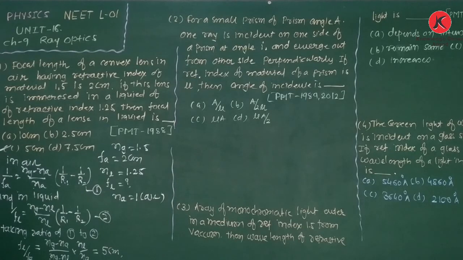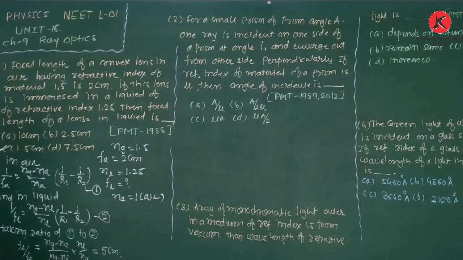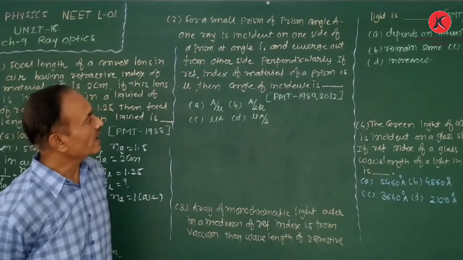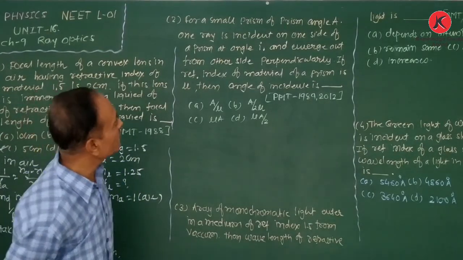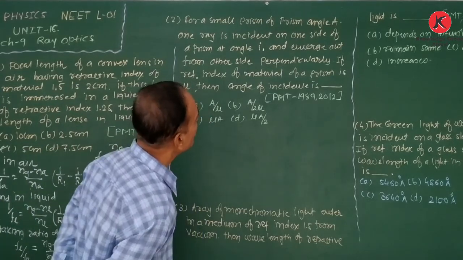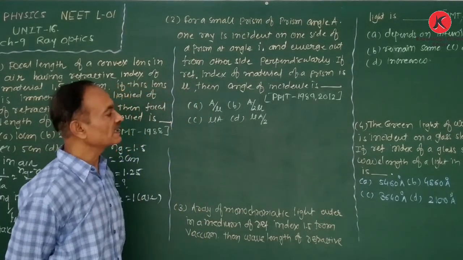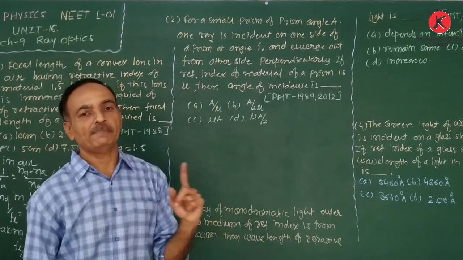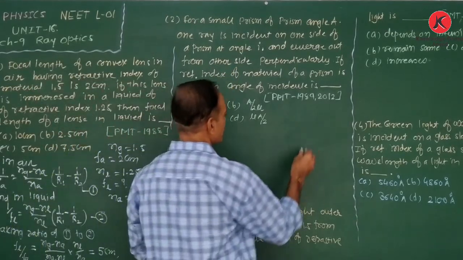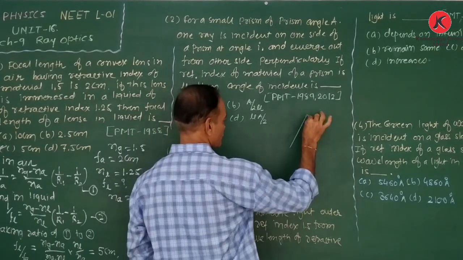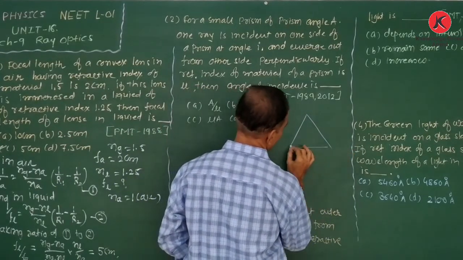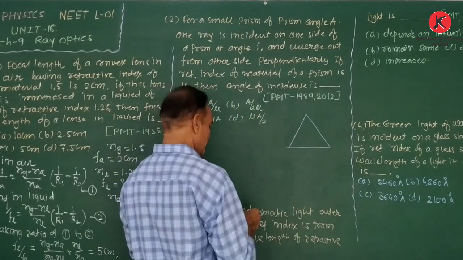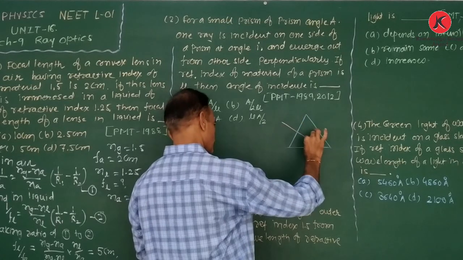After that, the next question is: for a small prism of prism angle A, a ray is incident on one side of the prism at angle I. That means the angle of incidence I is given, and it emerges out from the other side perpendicularly. Therefore, the figure becomes like this. There is a small prism given, having prism angle A. The perpendicular to the surface is drawn on both sides.